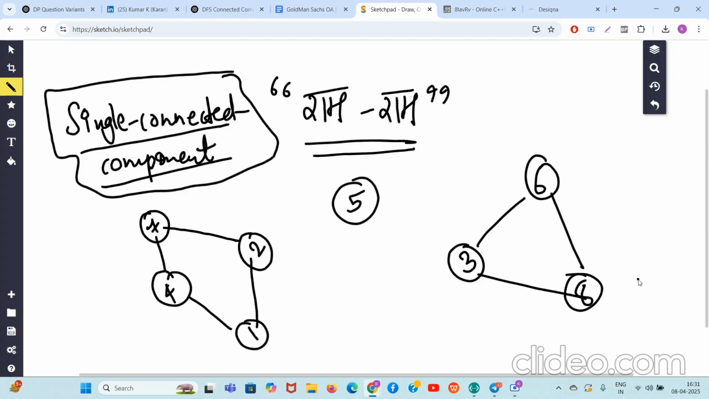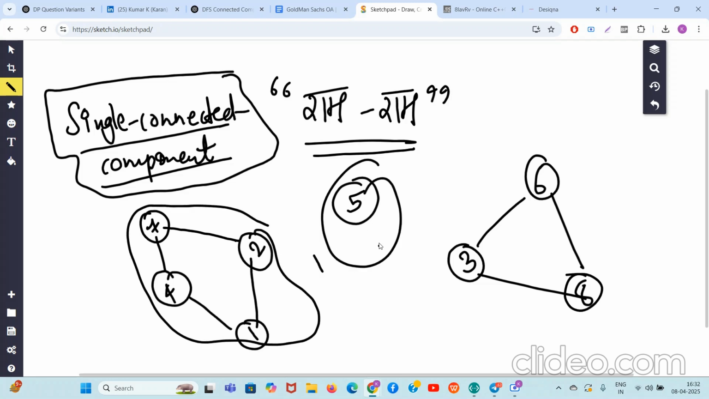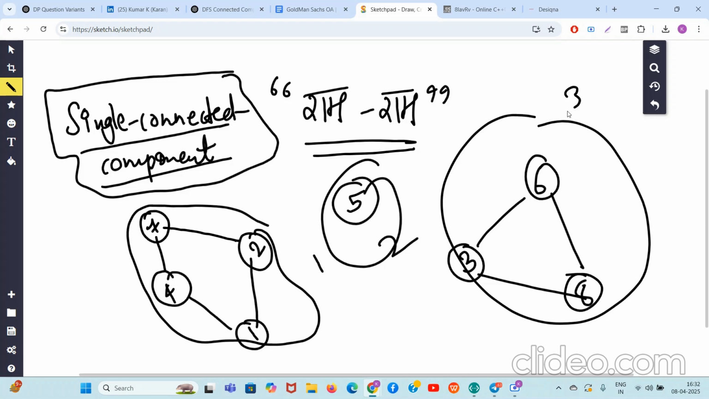So guys, this is this. Now they are saying to make it a single connected component. Currently, how many components are there? This is the first component, this is the second component, and this is the third component. Three components are there. So how many edges will you need to convert them to one component? Two edges will be needed.